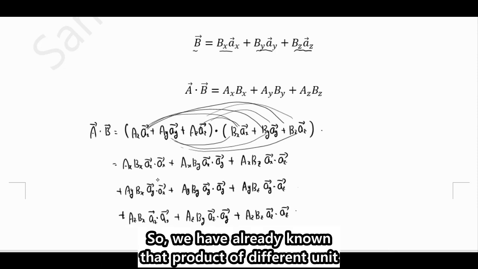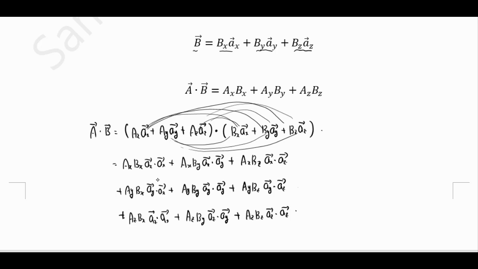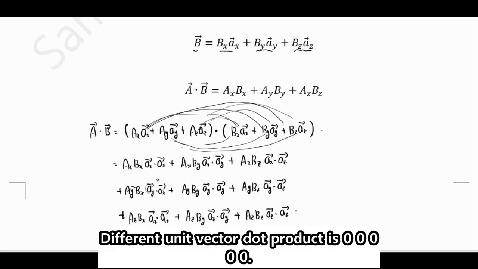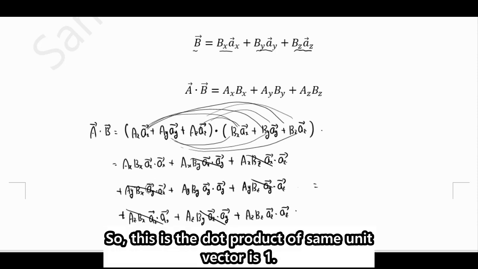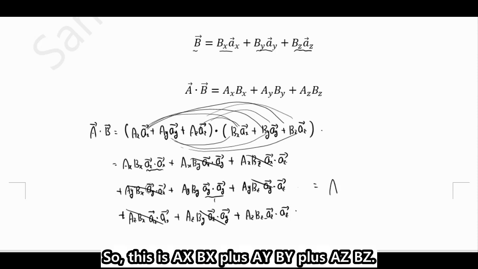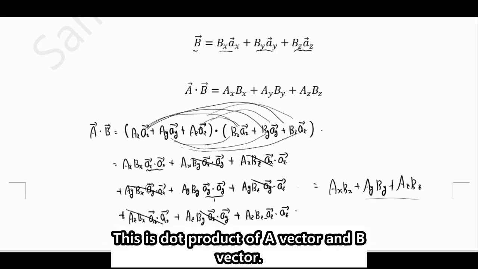So we have already known that the dot product of different unit vectors is 0 and the dot product of the same unit vector is 1. Different unit vector dot products are 0. The dot product of the same unit vector is 1. So this is AX BX plus AY BY plus AZ BZ. This is the dot product of A vector and B vector.